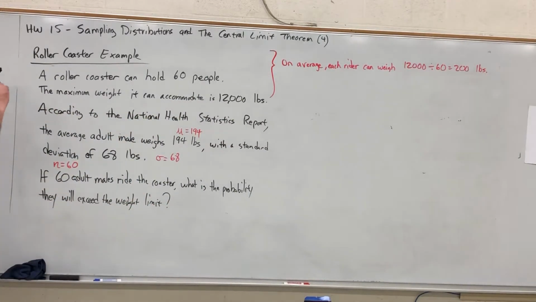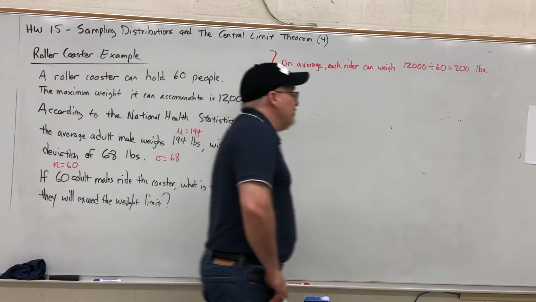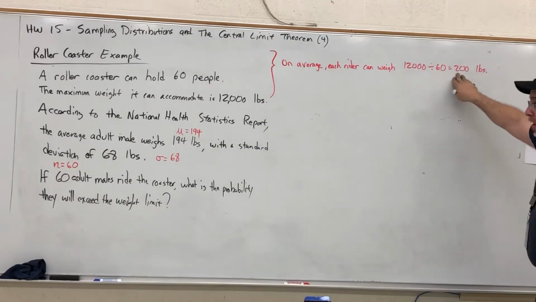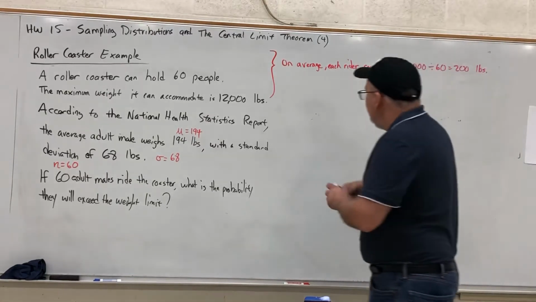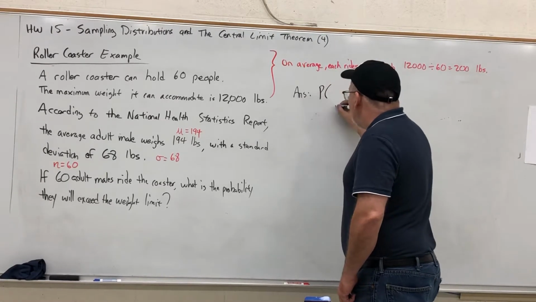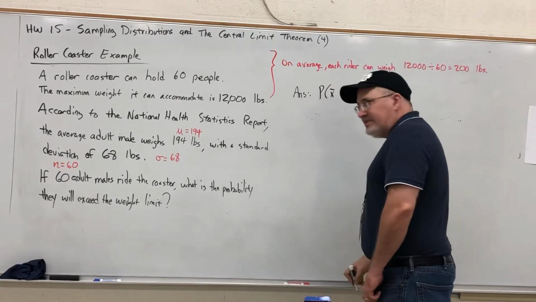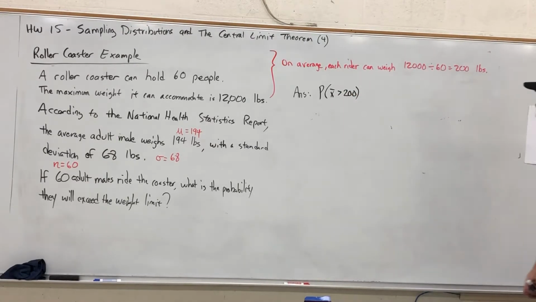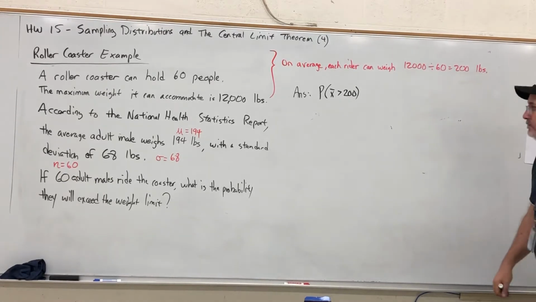So what would it mean for the 60 adult males to exceed the weight limit? Well, the highest average weight it can sustain is 200. So to exceed that, the average weight would have to exceed 200. So we want to know the probability that the average weight of these 60 males is more than 200. Because if it is, then their combined weight would be too much.